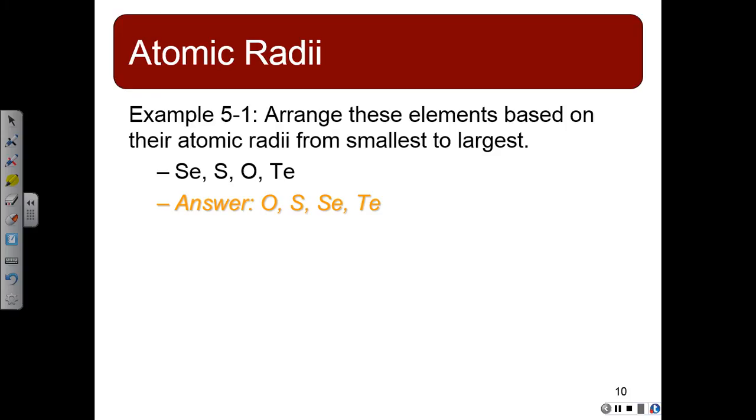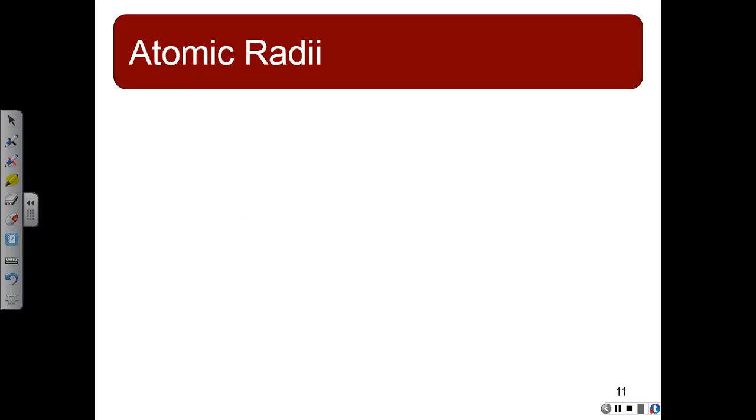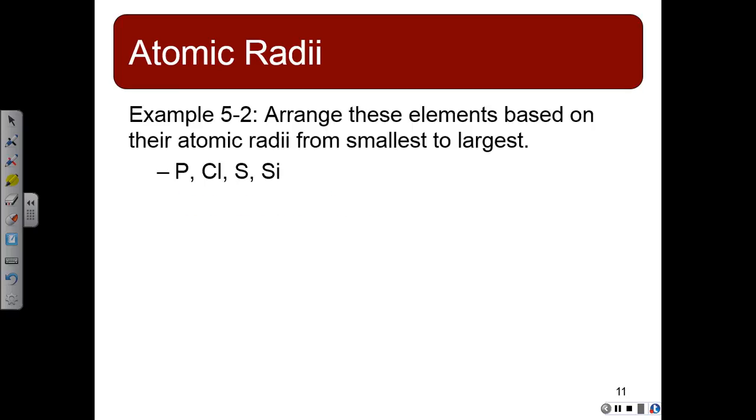If we're going from smallest to largest, and you look at your periodic table, oxygen is the furthest to the right, in the upper right corner, right? As you move away, then comes sulfur, then the next two here. Does everybody agree with that if you look at your periodic table? You've got all nonmetals here. Smallest to largest.